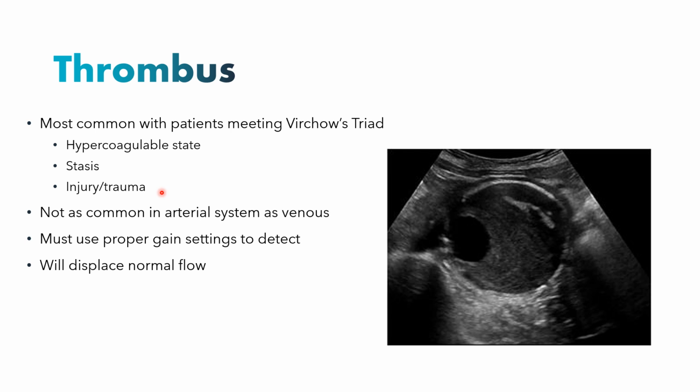Obviously, thrombus in the arterial system is going to displace normal flow. So if you can't understand why your flow is displaced, always go back to your B mode, adjust your gain settings, and see if you can identify some thrombus in there causing that.